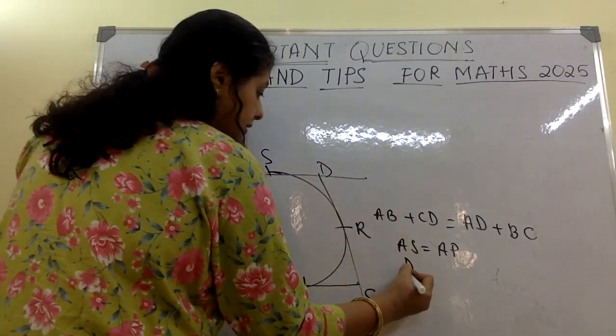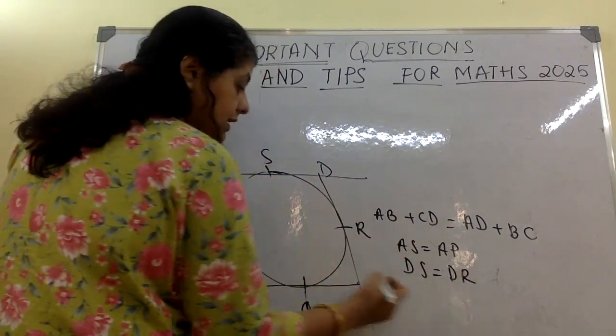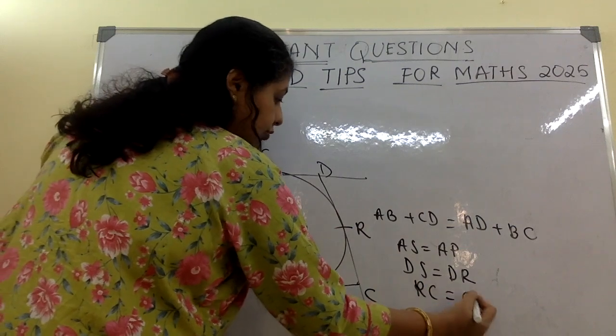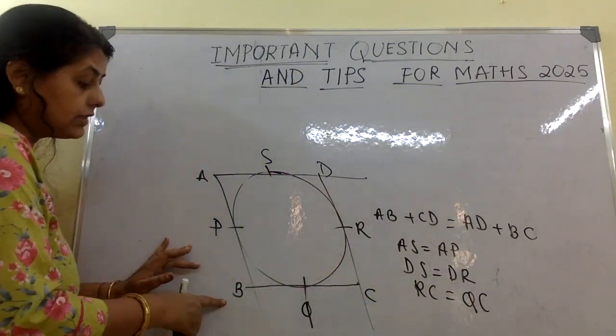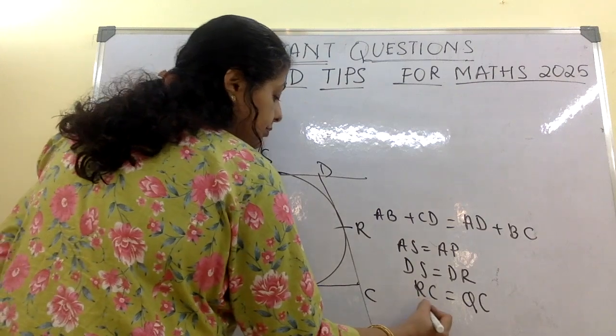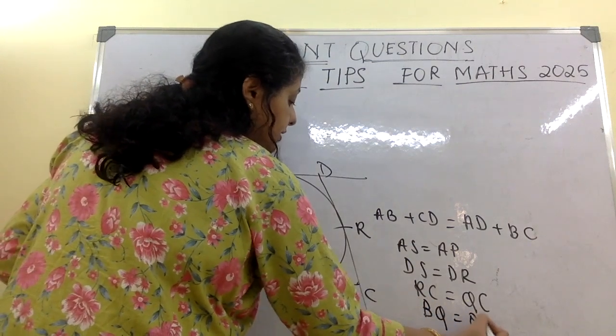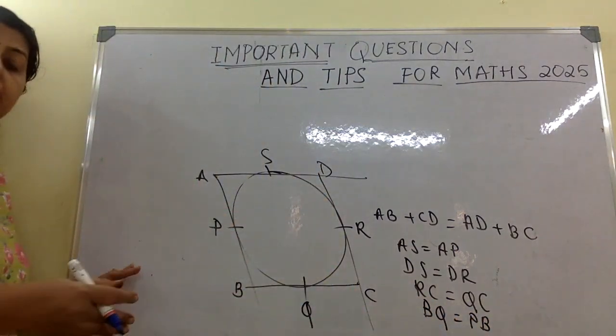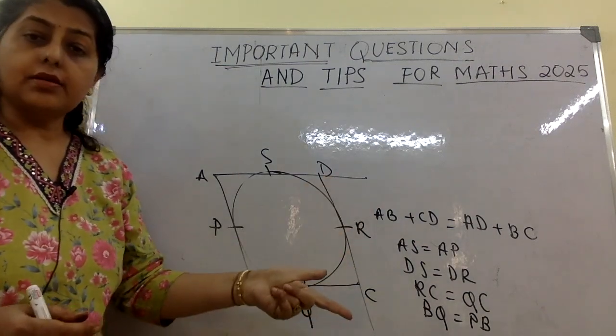Similarly, DS is equal to DR for the same reason. RC is equal to QC, and then you have another one, BQ is equal to PB. So first you write this and you tell them they are tangents from an external point.